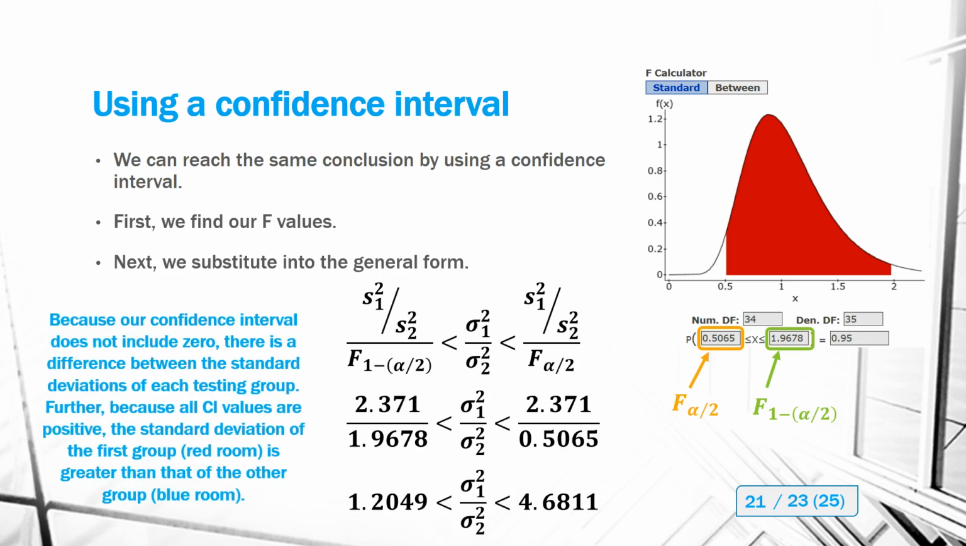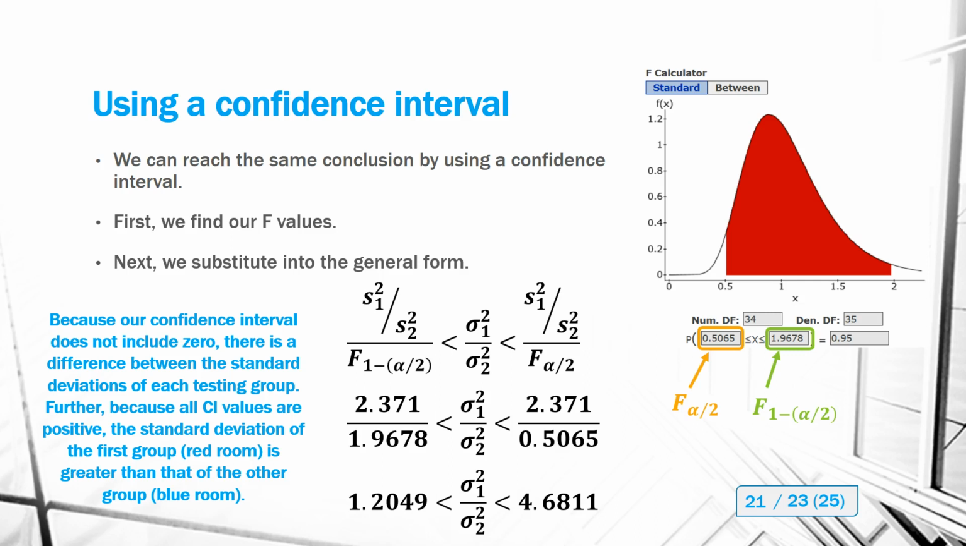Now, because 0 is not included in this confidence interval, that means there's definitely a difference between the standard deviations of each testing group. Furthermore, because all the confidence interval values are positive, that means that the variation in the first group is going to be greater than the variation in the second group. So the standard deviation for group 1, which was the red room, is going to be greater than the variation from those who were tested in the blue room.